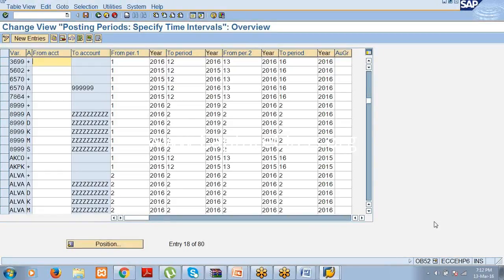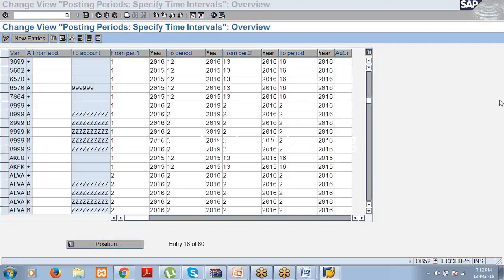Shivakumar, any questions till now? Srinivas? I'm clear, sir. Okay. Tejasvi, do you have any questions? Kirti, do you have any questions till now?